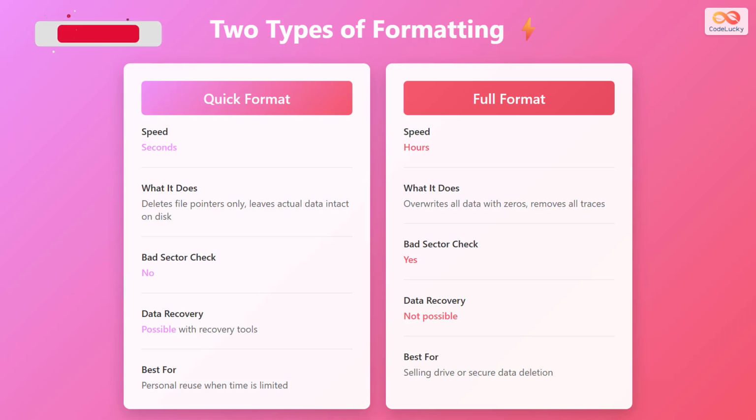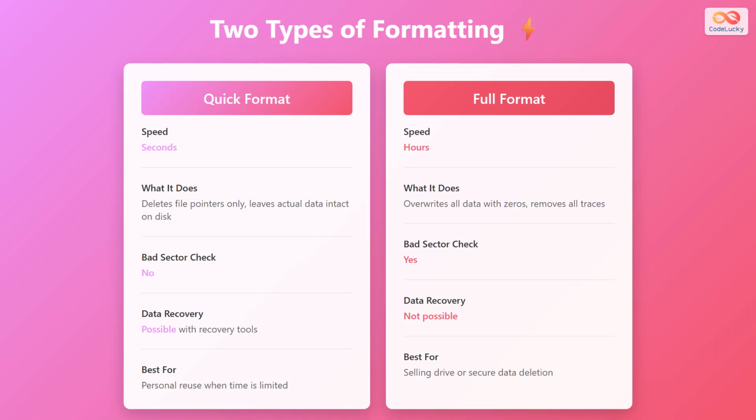There are 2 main types of formatting. Quick format is very fast, taking only seconds to complete. It deletes file pointers only, leaving the actual data intact on the disk, which means data recovery is still possible with special tools. Quick format does not check for bad sectors.